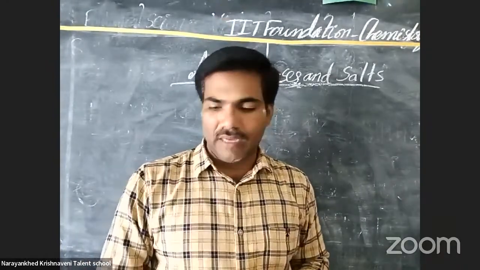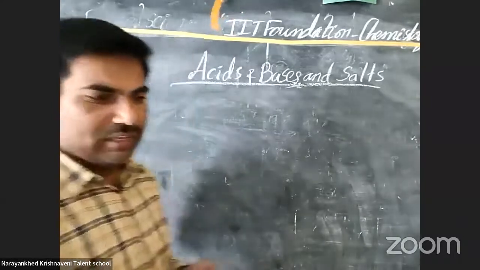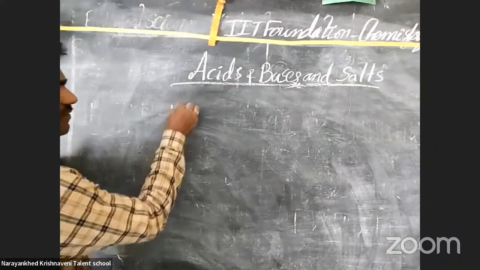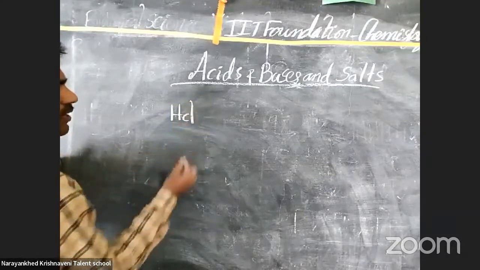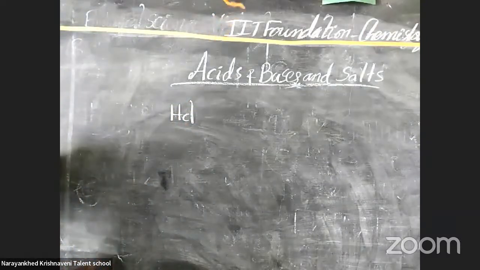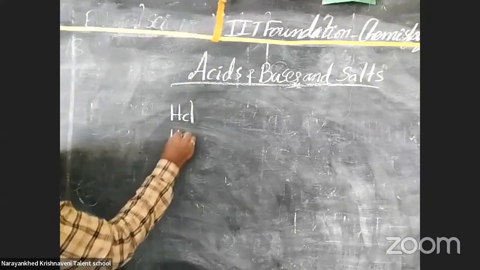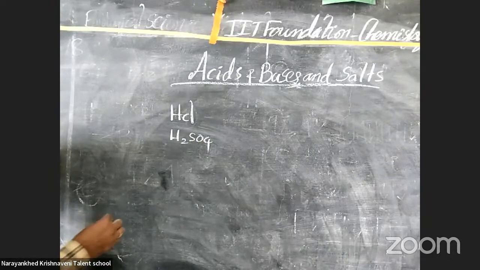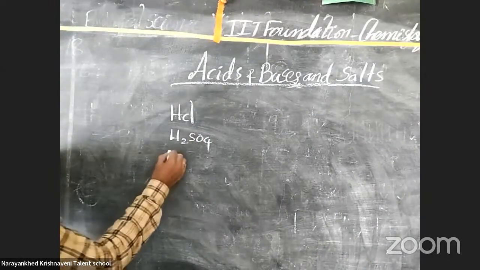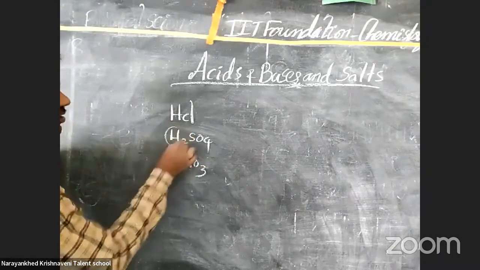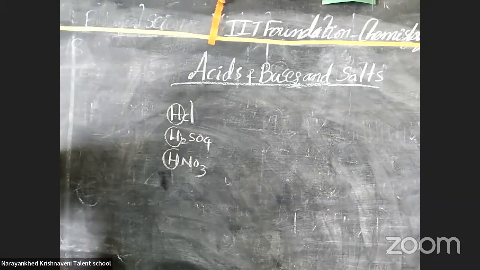Here, when we take acids, they commonly contain HCl. Now we take H2SO4. Clear or not? And when you take nitric acid, HNO3. These all commonly contain H, the H plus ion.